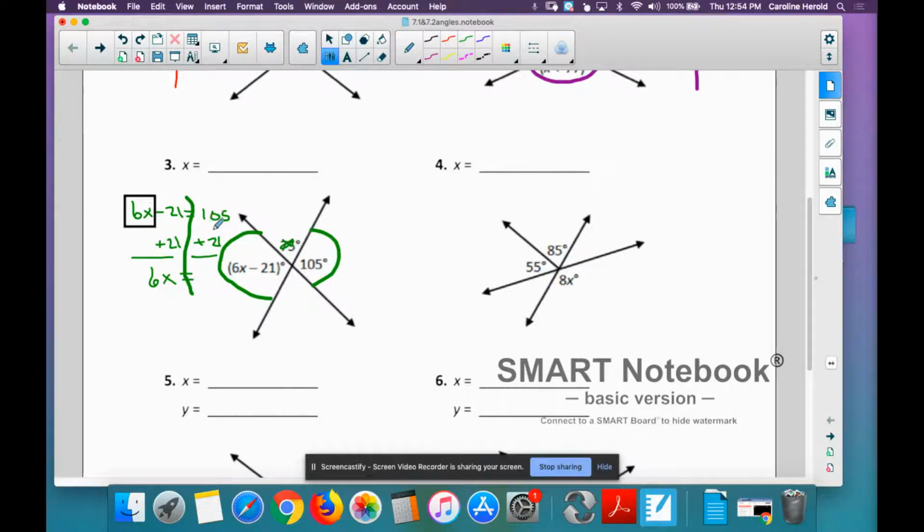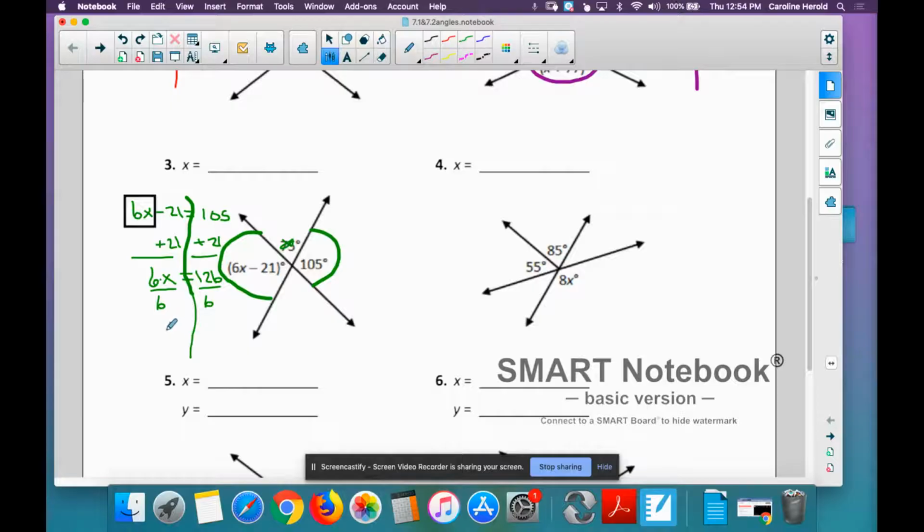And then over here, I have 126. All right, Jonathan, what do I do next? There's really a multiplication symbol right here between the 6 and the x. How do I undo multiplication? You got it. I have to divide.